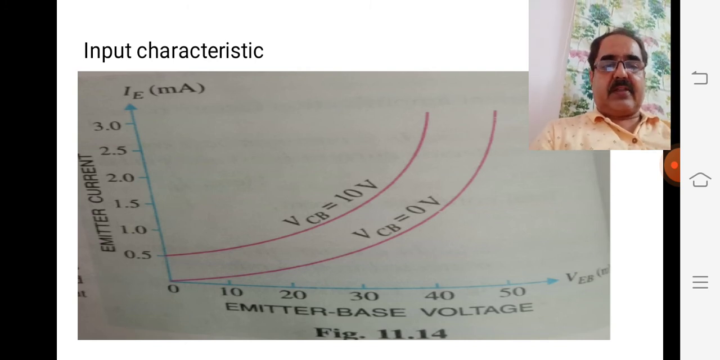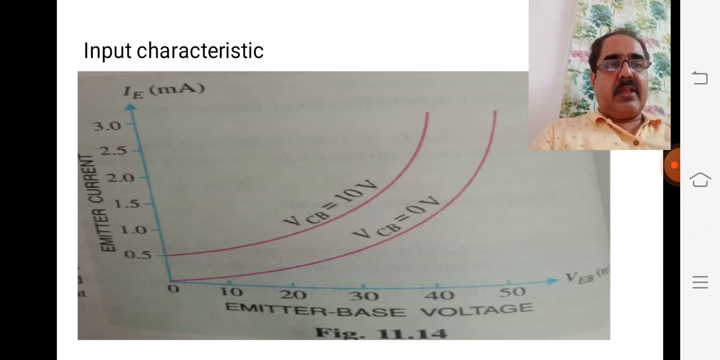It is the curve between the emitter current and emitter base voltage at constant collector base voltage. The emitter current is generally taken along the y-axis and the emitter base voltage along the x-axis. You have to observe in this figure, that is the input characteristics, which we consider in a CB arrangement here.